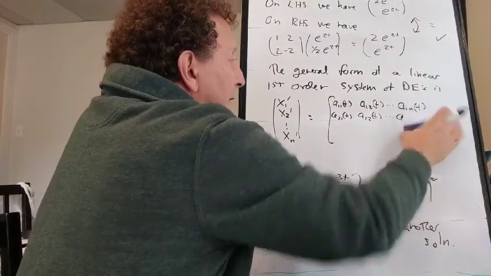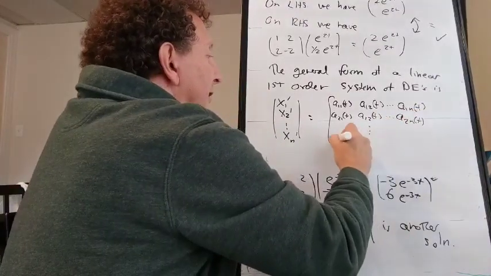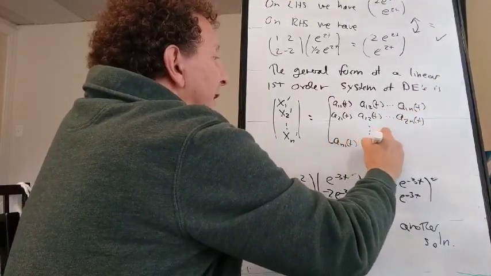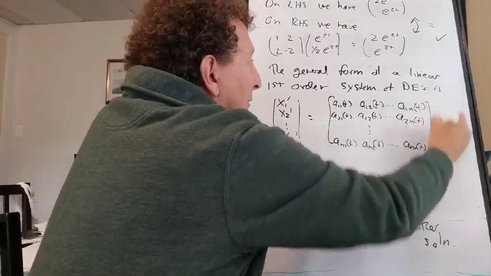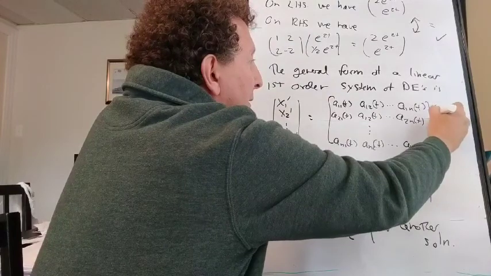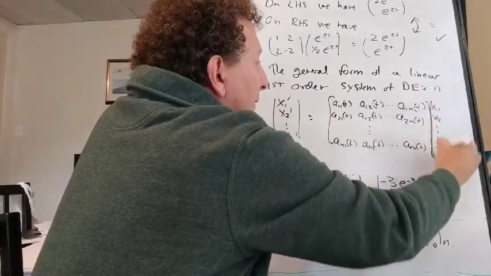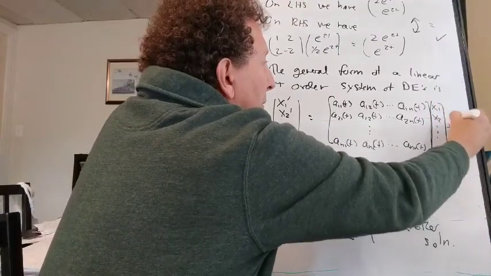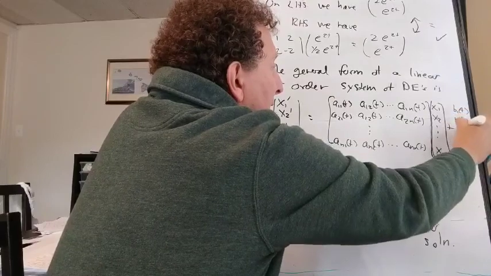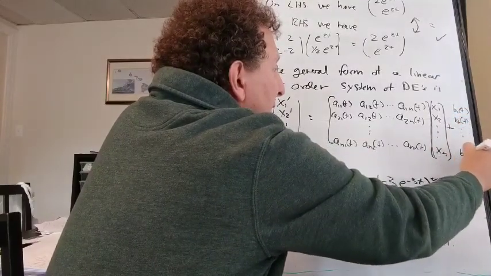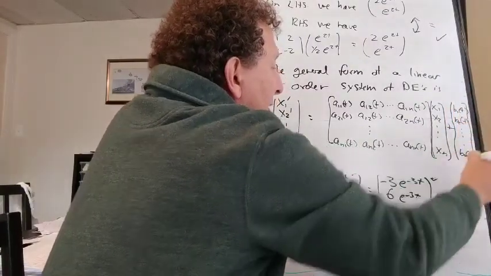A2n of t. And finally an1 of t, an2 of t, up to ann of t. All of that times x1, x2 down to xn, plus b1 of t, b2 of t, down to bn of t. So this extra optional vector of functions there.